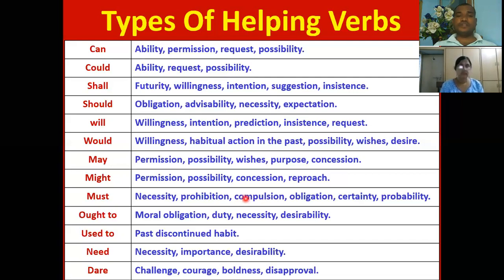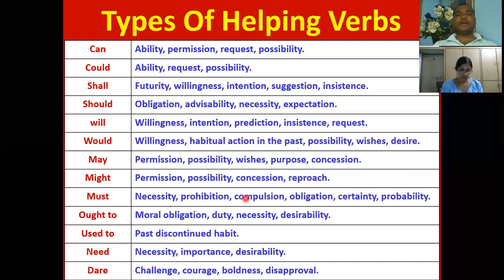Shall, futurity, willingness, intention, suggestion, insistence. Should, right, in past tense. Can, present tense, could in past tense. Shall in present tense, should in past tense. Will in present tense, would in past tense. May in present tense, might in past tense. Must, ought to, used to, need to, dare to. These can be used in all conditions, like simple present, simple past also.